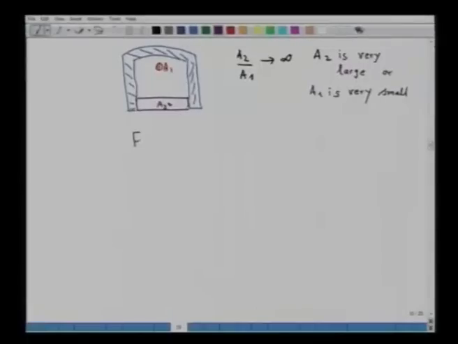Now, if we substitute these values into our expression, FBR is equal to so and so. So, we will be getting FBR that tends to equal 1. So, these are some of the limiting cases of the arrangement of source and sink within the refractory enclosure.